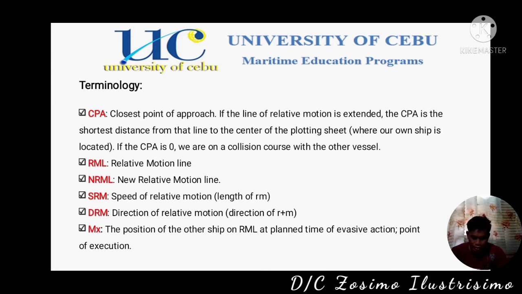DRM, direction of relative motion. The relative motion velocity refers to an object's motion relative to some other object that might be stationary, moving with the same velocity, moving slowly, moving with higher velocity, or moving in the opposite direction. And M-X, the position of the other ship on the RML at the planned time of evasive action, the point of execution.